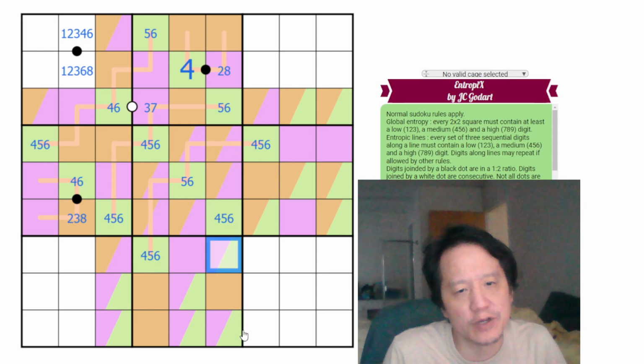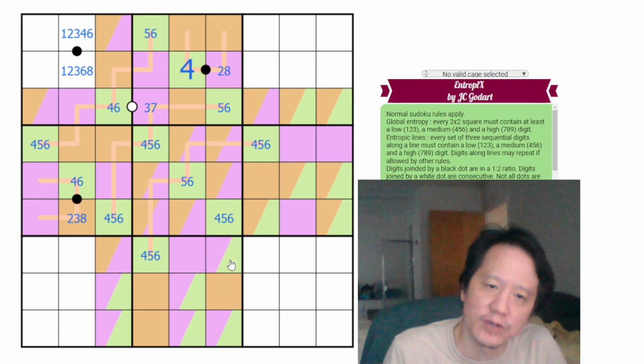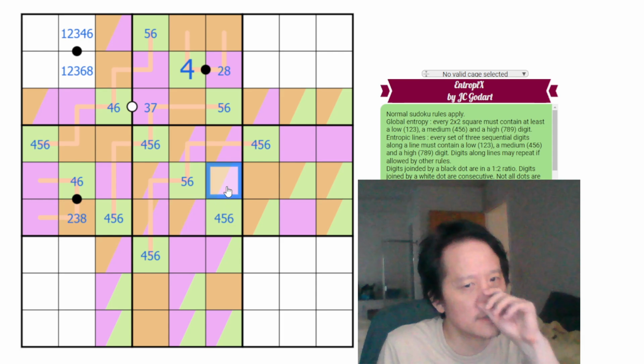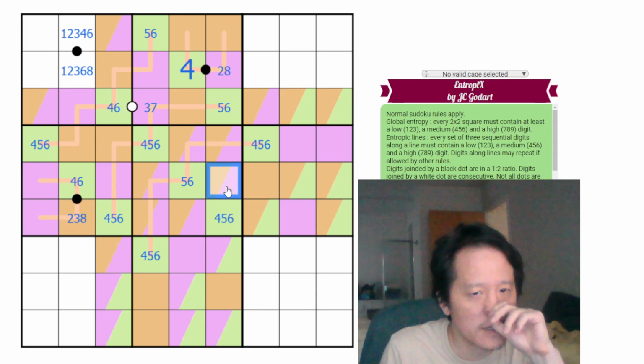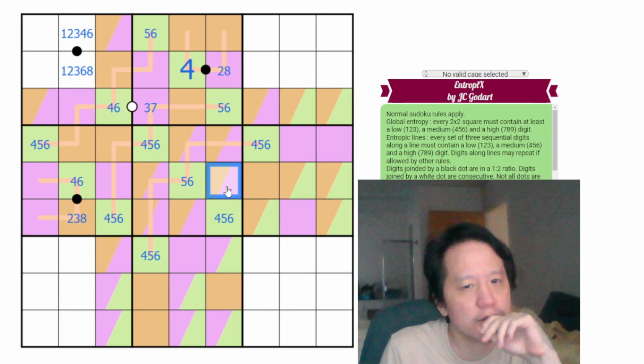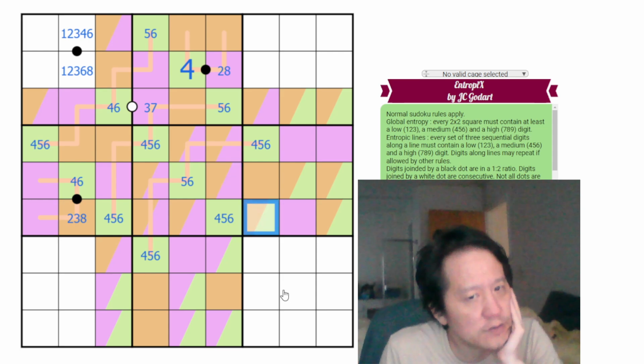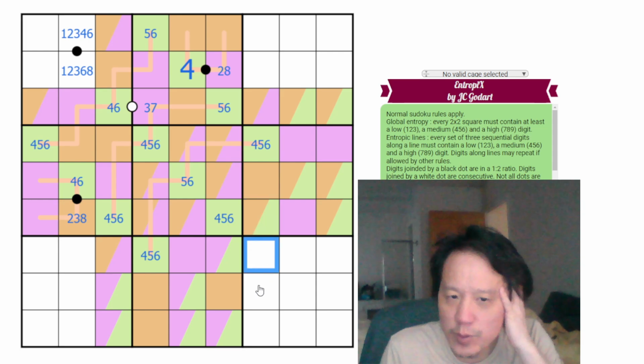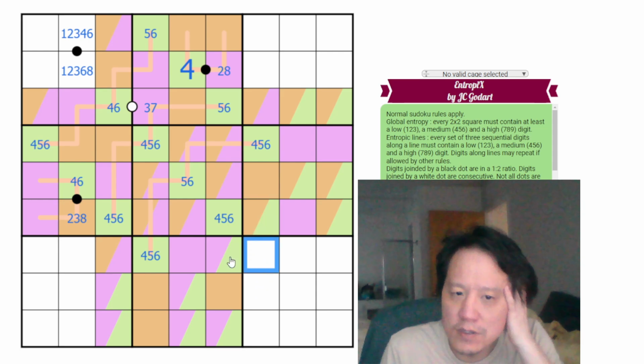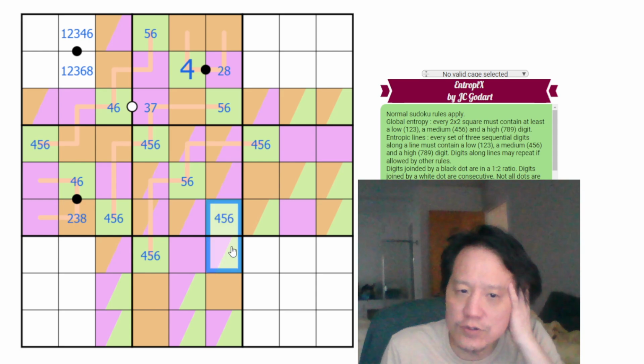If this was green, okay, that's an interesting one. What happens if this is green? If this is green, this has to be orange, which means that's pink. And this would have to be orange, right? Because that would have to be pink. Because you can't have two greens here.